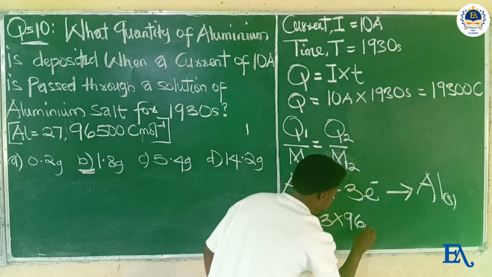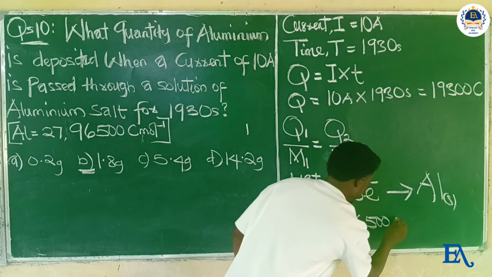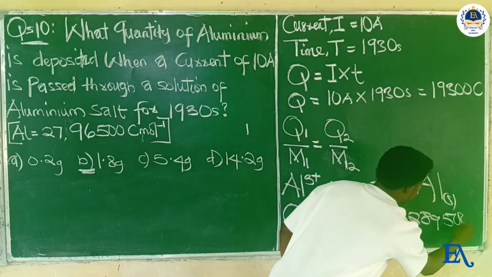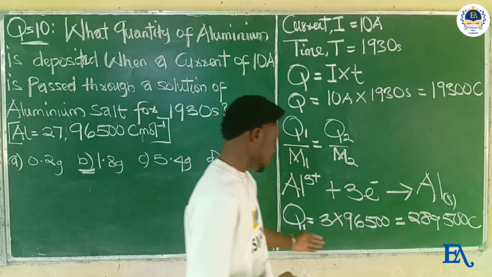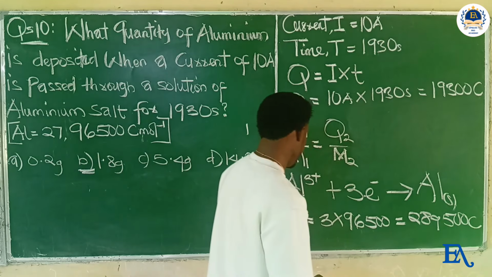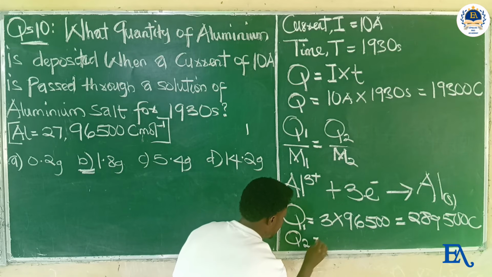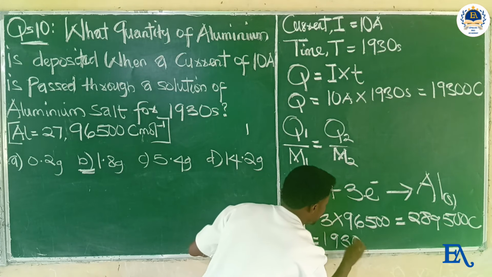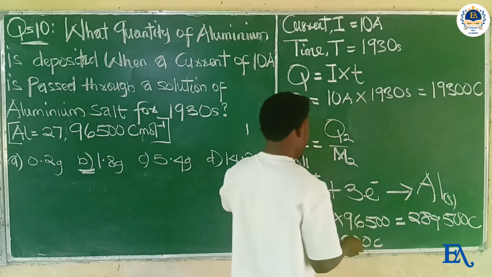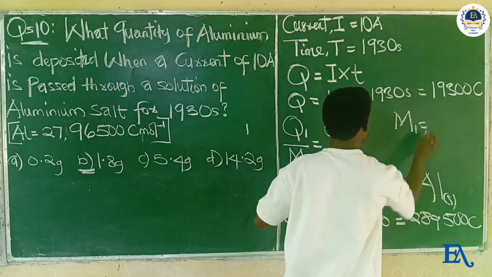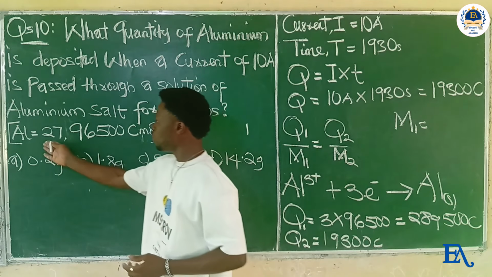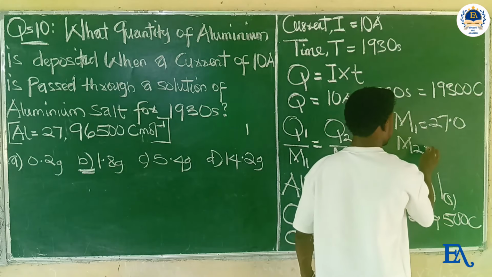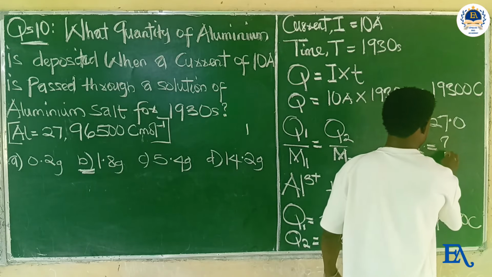So 3 times 96500 will be 289500. So since Q1 is given as 289500 coulomb, then Q2 is equal to It, and it was given to us as 19300 coulomb, where M1 is equal to the atomic mass of aluminium, which is 27.0, and M2 is the expected mass of the element in the question.